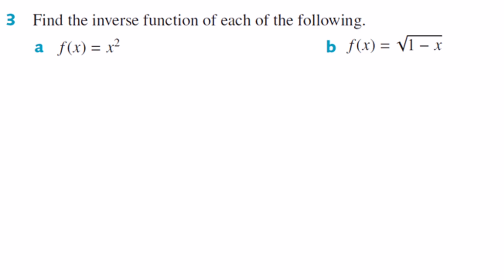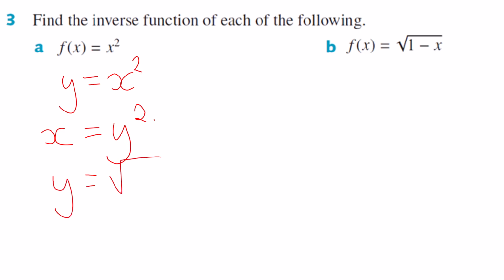Let's practice that with some other functions. We start with y equals x squared, and we follow exactly the same process. We change x and y around like this. And then to make y the subject, we will have to do the square root on both sides. And then we can write that as f to the minus 1 of x equals the square root of x.